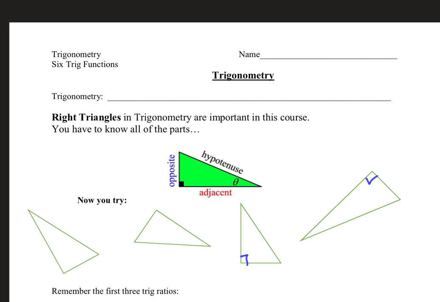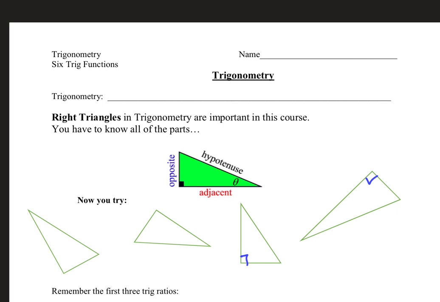All right, today we are reviewing what trigonometry is and the basic parts of trigonometry, the beginning. First of all, trigonometry is the study of triangles, and for the most part, right triangles are a major part of the study of triangles. So we talk a lot about right triangles, and you do need to understand the parts of the right triangle.